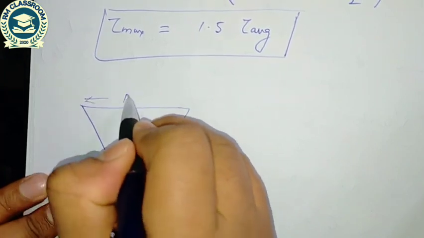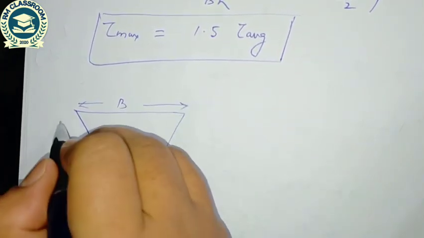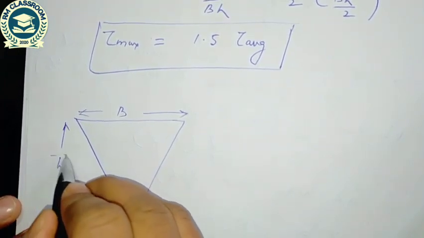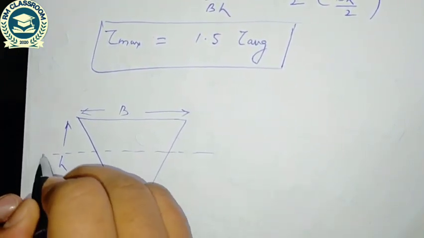So if I draw the distribution of the shear stress, so this is b and this is h, this is the neutral axis.